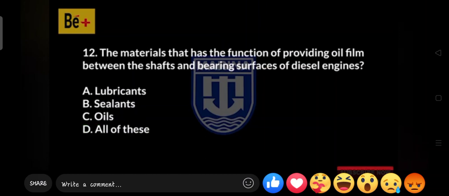The materials that have the function of providing an oil film between the shafts and bearing surfaces of diesel engines are A. Lubricants, B. Sealants, C. Oils, D. All of these. The answer is A. Lubricants.